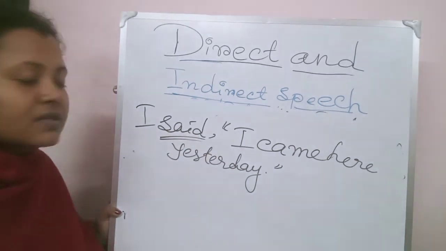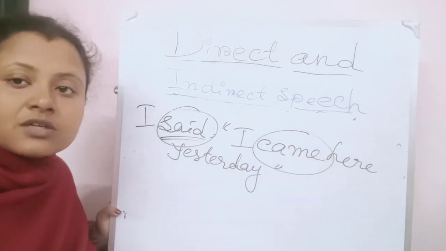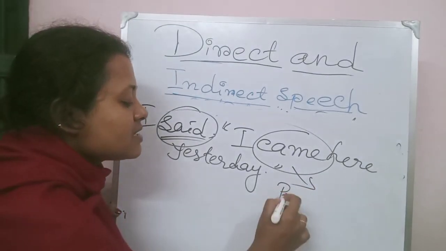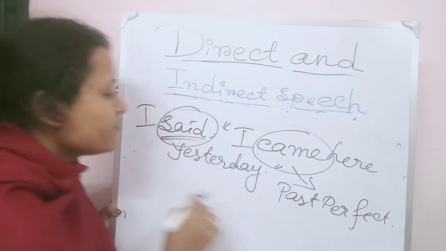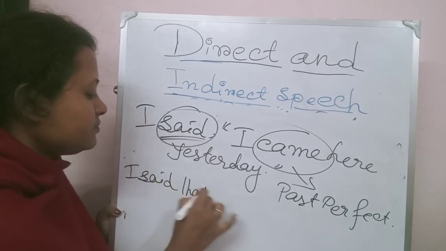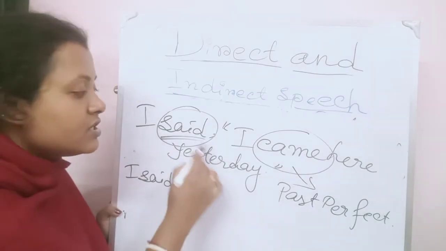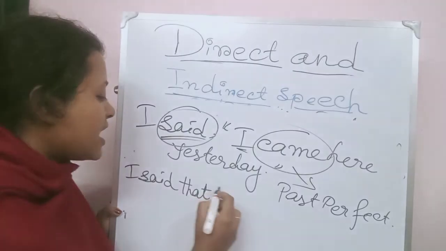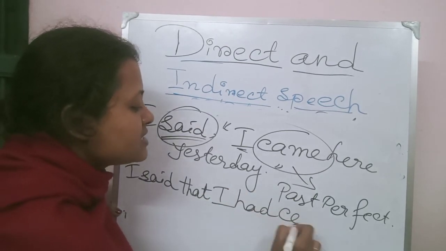So "said," the reporting verb, is in simple past tense, and inside it is also simple past tense. So that is why obviously this sentence will turn into past perfect tense. I told you just now. So that is why: I said that. So "I" here refers to myself only. So that is why the pronoun over here will not change. So I said that I had come.